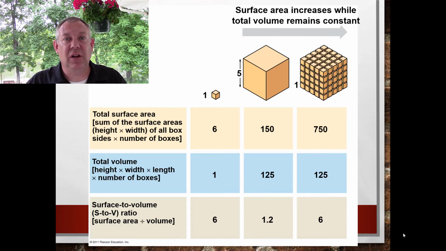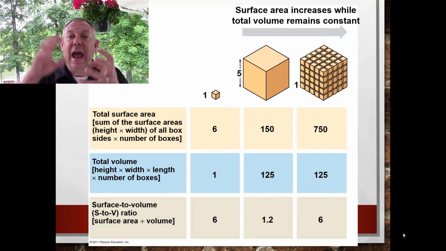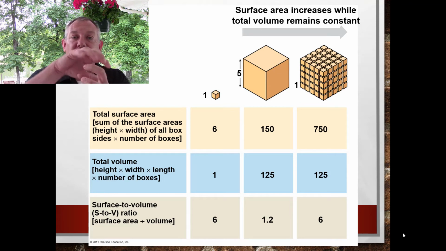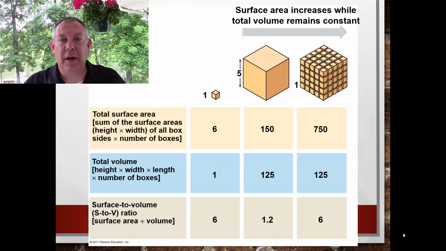That's how cells function: they take in things and they get rid of things. Well, how do you take in things? They have to cross the surface area. They have to cross the outer edge of that cell. That's surface area. So if you have more surface area, that's more places where things can get into the cell. But when they get into the cell, they have to get to every part of that cell. So stuff has to get all the way to the center of that cell, and stuff produced in the center of that cell has to get out, right?